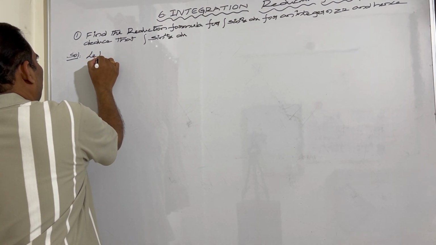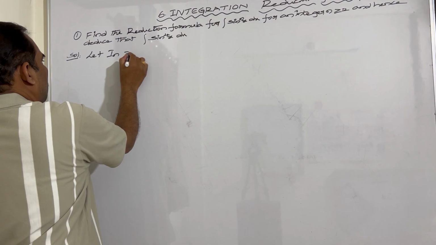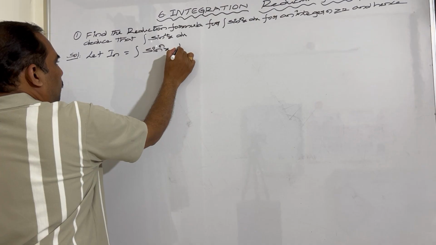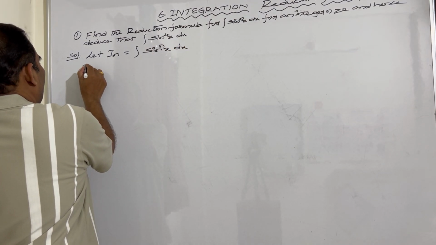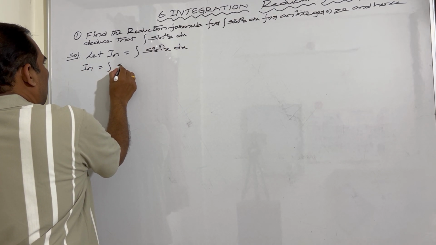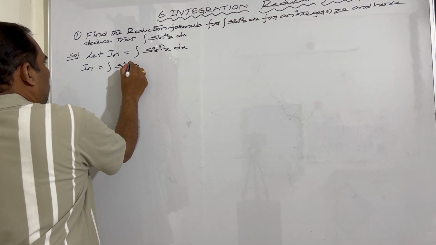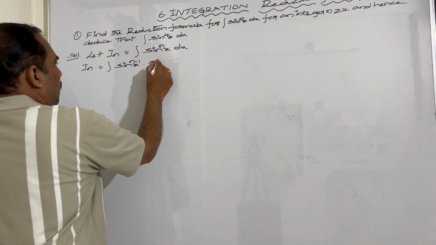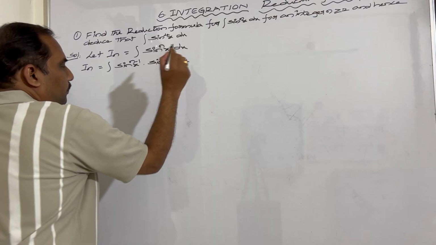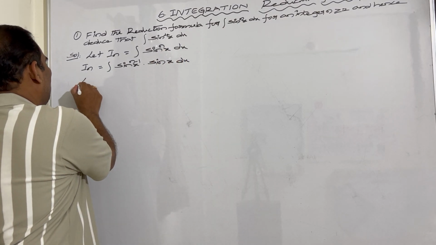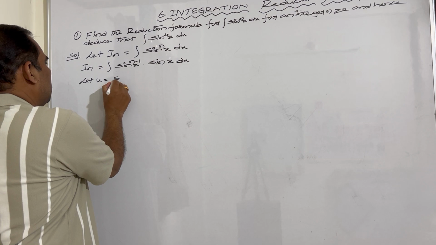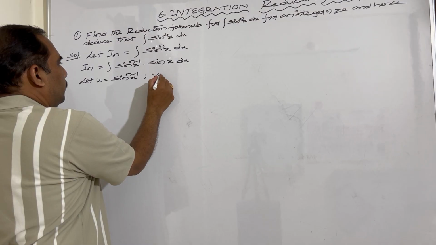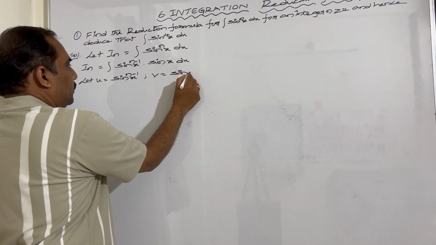First, to find the reduction formula, I_n is equal to the integral of sin x power n dx, which can be written as I_n is equal to the integral of sin x power n minus 1 into sin x dx. Here, let u be sin x power n minus 1 and v be sin x.